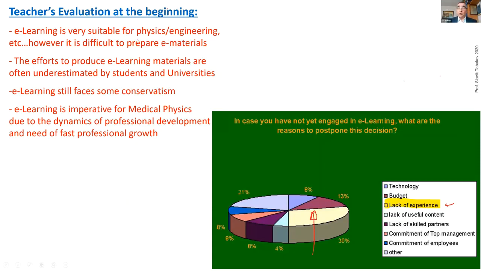So all the teachers, all specialists we have discussed, and we had a number of questionnaires about, are saying that e-learning is very suitable for physics and engineering. However, it is difficult to prepare e-learning materials. And indeed, if you haven't done e-learning materials, you don't realize how difficult is this. The effort to produce e-learning materials are often underestimated by students and by the universities. And universities still faces some conservatism. This particular year, however, during the COVID time, I am sure everyone saw that e-learning is saving a lot of our activities. And finally, all of our colleagues were saying that e-learning is imperative for medical physics due to the dynamic professional development and the need of fast professional growth around the world.